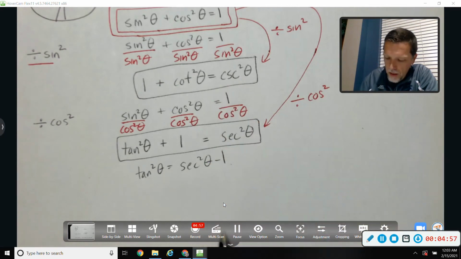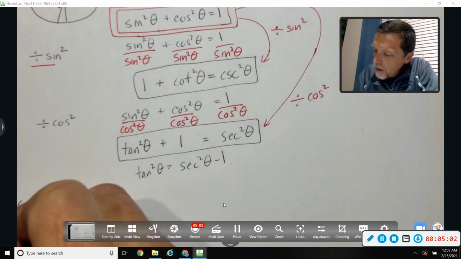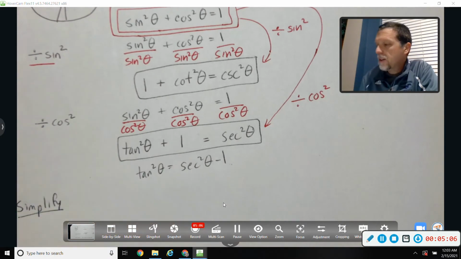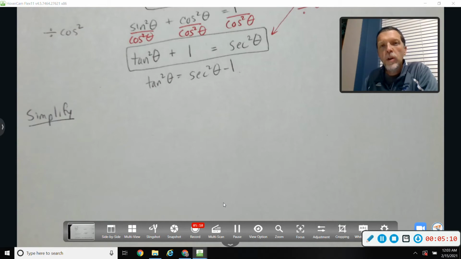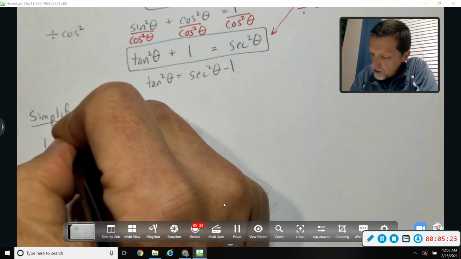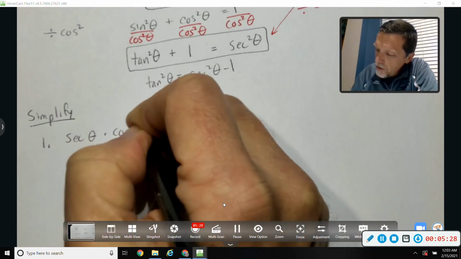All right, let's work some problems with these. Yesterday they were all verify, which meant they basically gave you the answer. Today we're not going to give you the answer, they're just going to be simplify. So rather than having to pick a side, there's only going to be one expression, and we'll work on that and simplify it and hopefully get something that's simpler than what we started with. So let's simplify secant of theta times cosine of theta.